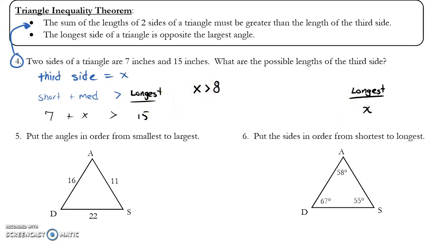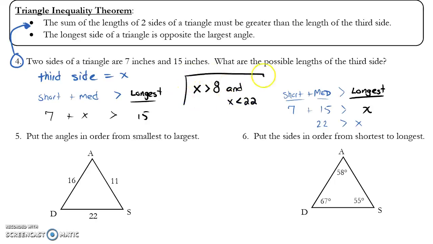I can do a similar workup here. I know that my short plus my medium has to be bigger than my longest, but in this case I know that the short is 7 and the medium is 15. That has to be bigger than my third side, x. In other words, 22 has to be bigger than x, or I would say x is greater than 8 and x is less than 22. That would be the inequality that represents my third side.